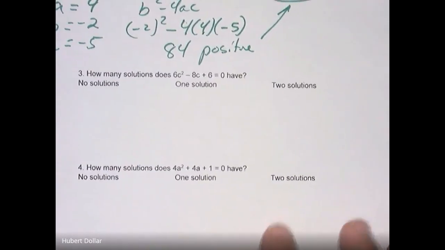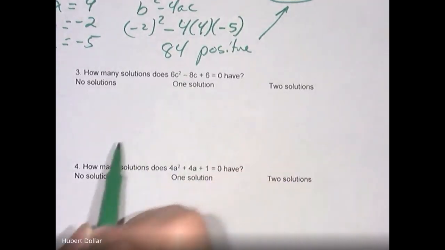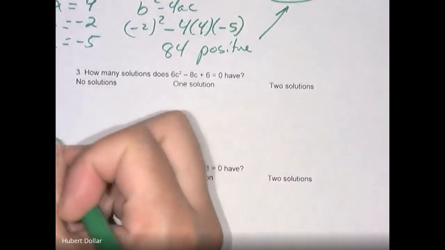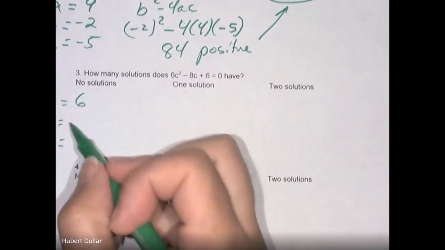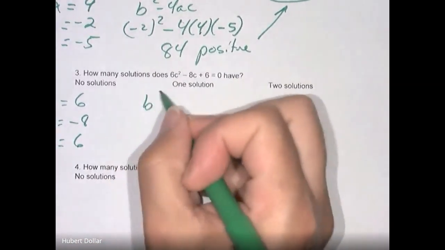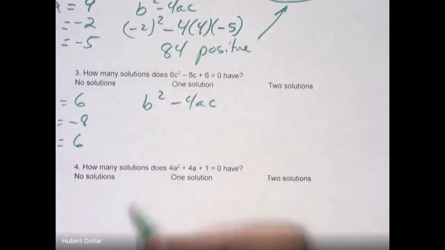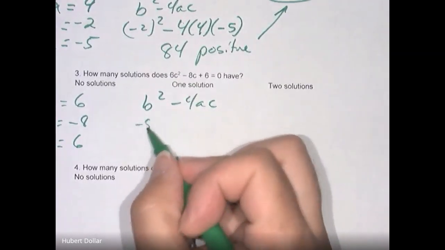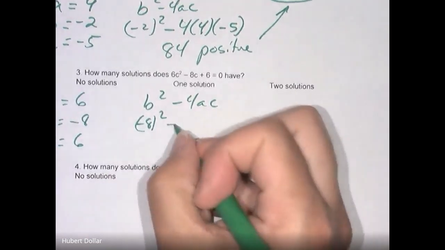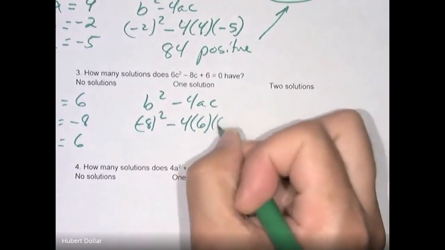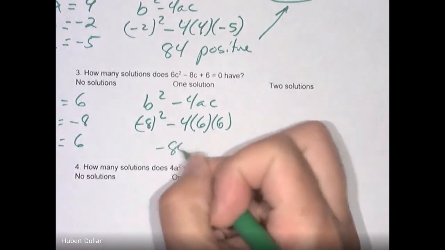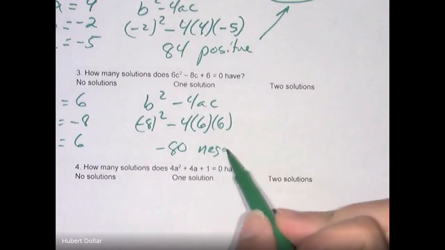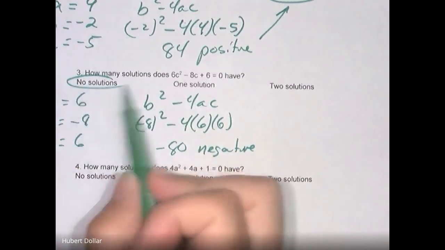All right. How many solutions does 6c squared minus 8c plus 6 have? Well, a, b, and c. A is 6, b is negative 8, and c is 6. b squared minus 4ac. Well, b squared is negative 8 squared, making sure that negative number is in parentheses, minus 4 times 6 times 6. Put into the calculator, that is 64 minus 4 times 6 times 6, which is negative 80. Because there is a negative number underneath the square root, there are no real solutions.